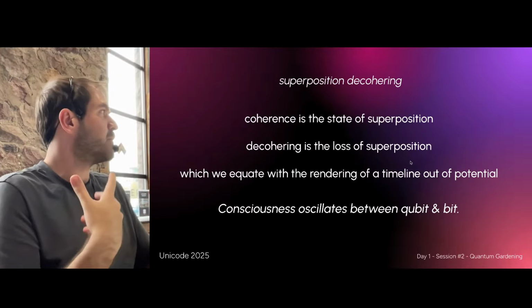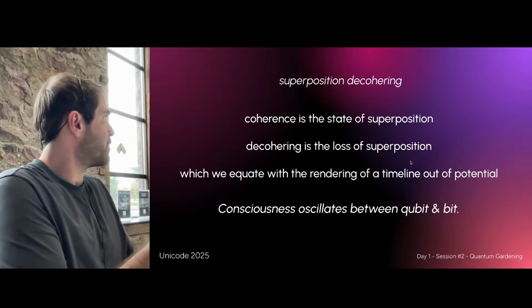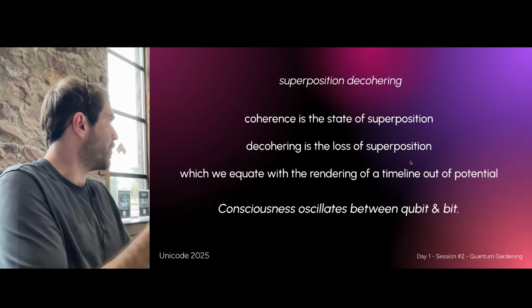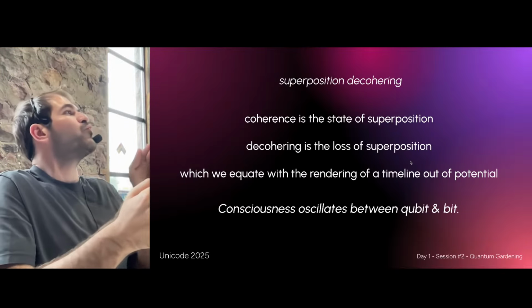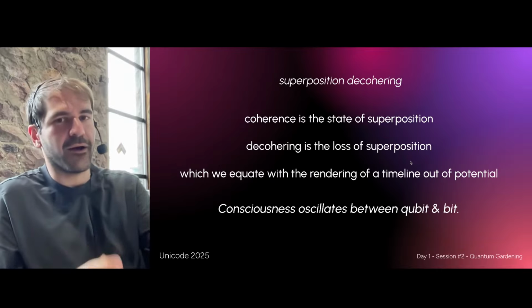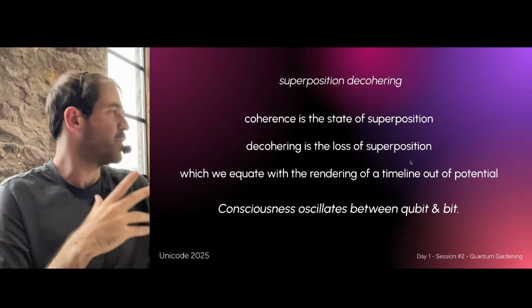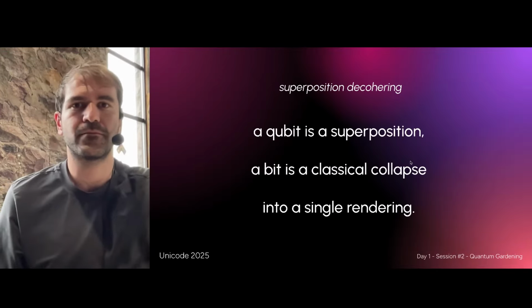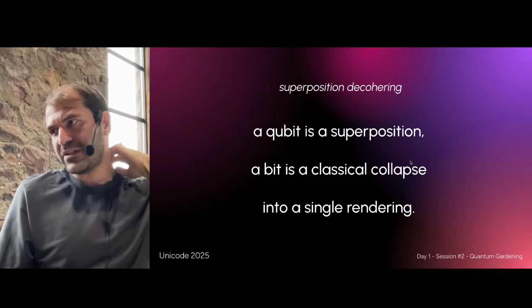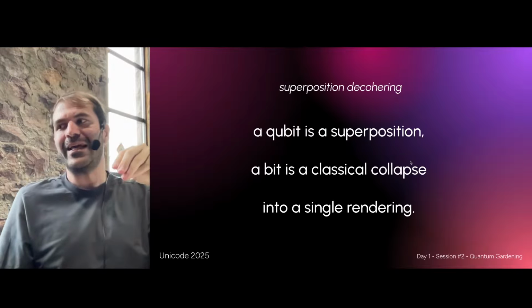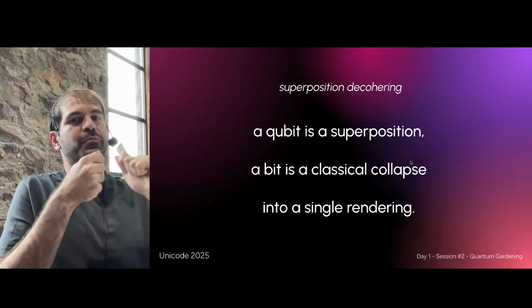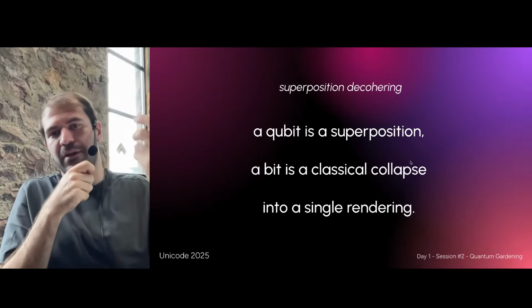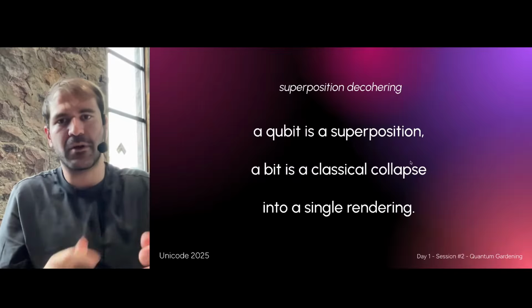So right now, food is in a superposition. We don't yet know what exactly we're going to do, but we have a probabilistic idea, right? So we're going to decohere one outcome. Yeah, great. Qubit, bit, qubit, bit. A qubit is a superposition. A bit is a classical collapse into a single rendering. So superposition, classical collapse, superposition, classical collapse.